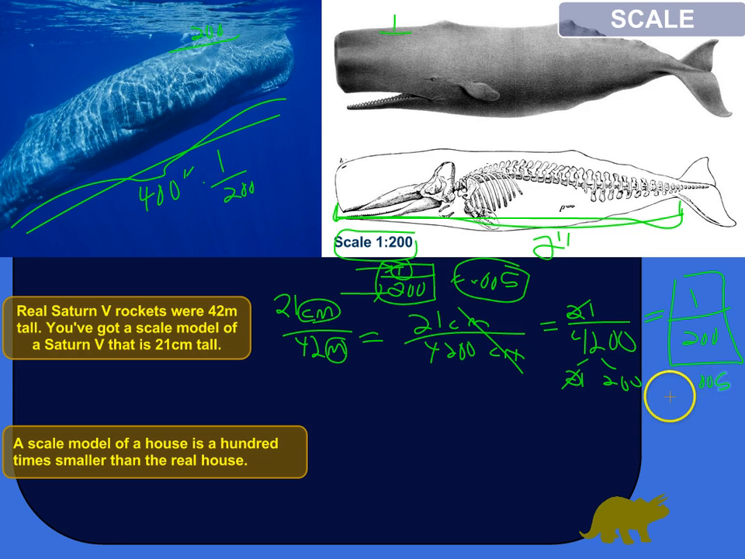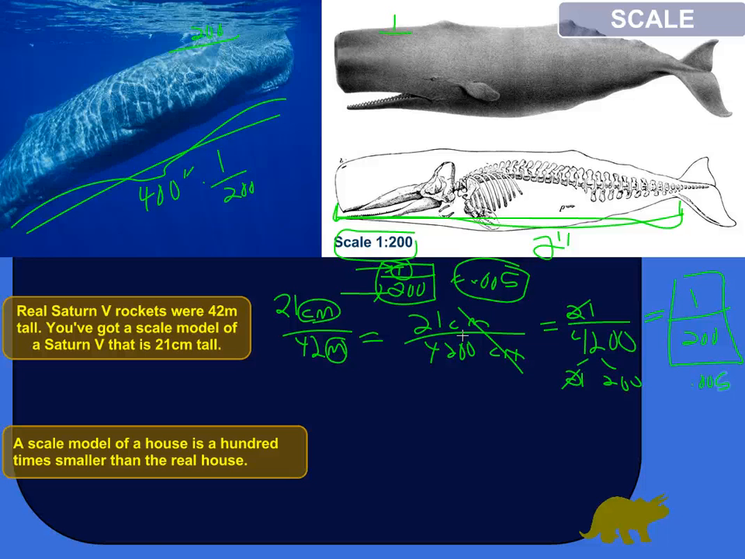Alright, so that's the scale factor, 1 to 200, or again, you can convert that into a decimal if you wish, scale factor of the scale model to the real thing, 0.005. Alright, scale factor. So that's if you were to measure something on the real object and you wanted to draw something that accurately represents that, you would multiply the real length by the scale factor. That's why it's called scale factor. So in this case, 0.005.